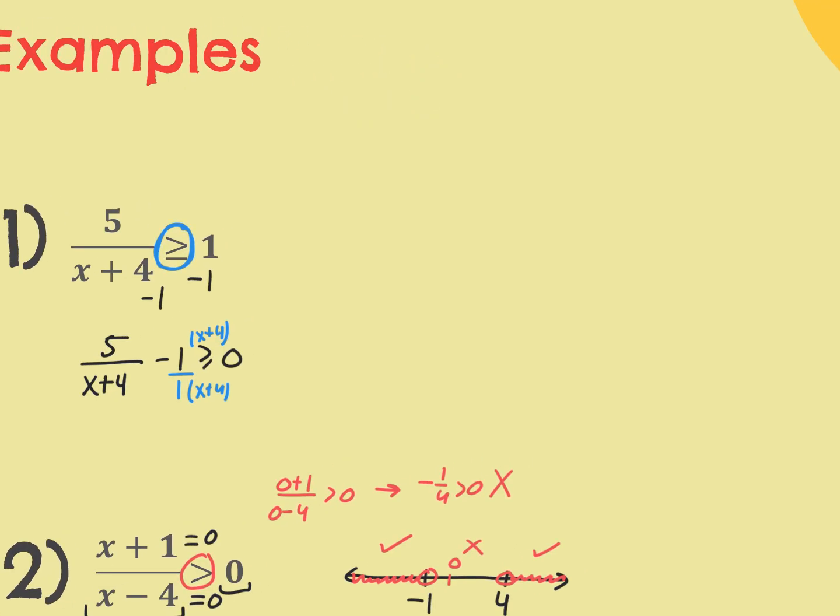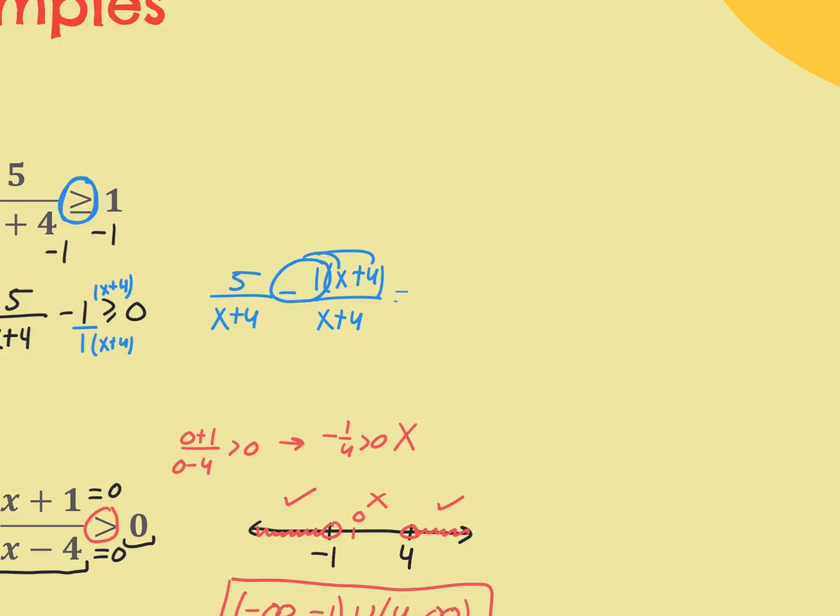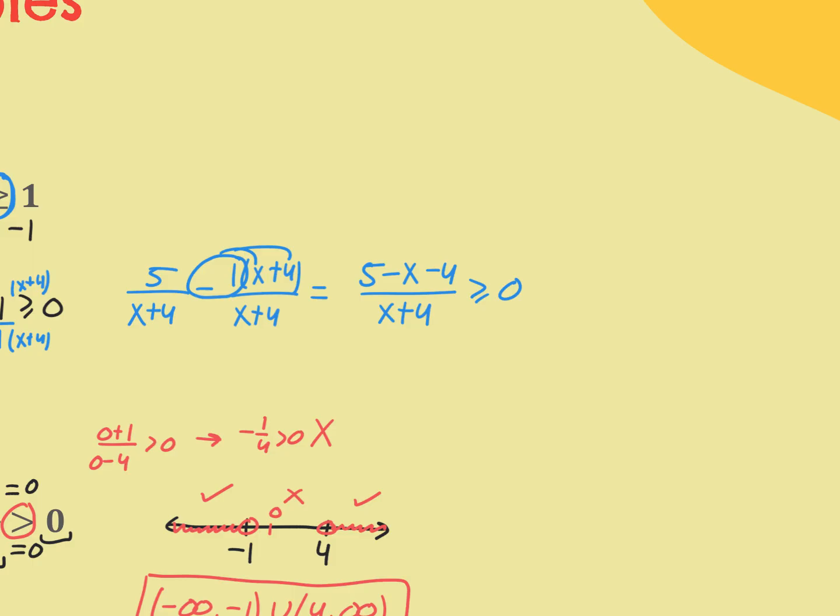So multiplying the top and the bottom by x plus 4 is going to get us 5 over x plus 4 minus 1 times x plus 4 over x plus 4. Then this minus 1 I can distribute to everything on the inside, and that's going to get us 5 minus x minus 4 over the same denominator of x plus 4, greater than or equal to 0 on the other side. I can combine like terms, so 5 minus 4 is going to get me a 1.